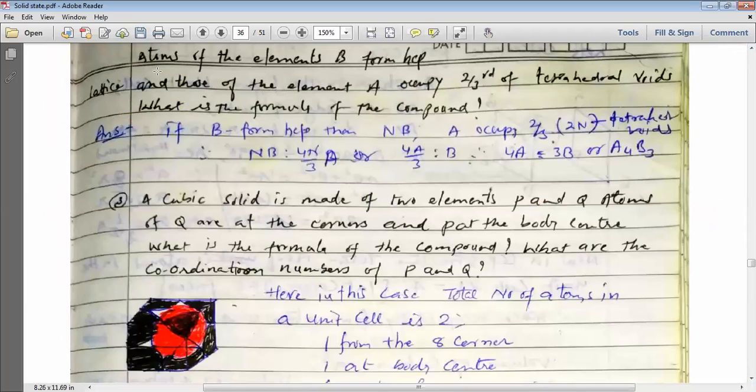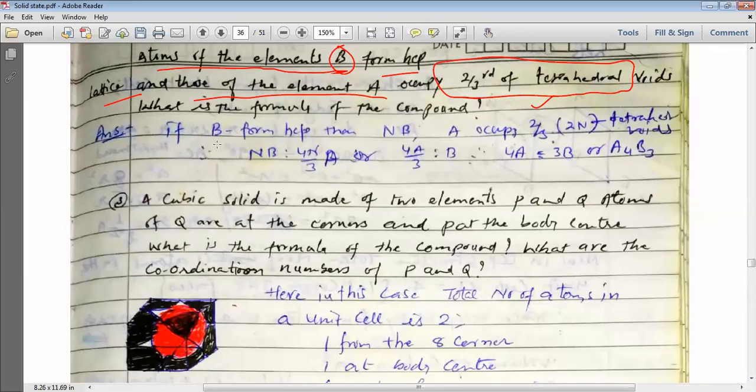Okay, then let's move on to the next question. Atoms of the element B form HCP lattice, and those of the element A occupy two-thirds of the tetrahedral voids. Please remember, here we have two-thirds of the tetrahedral voids. What is the formula of the compound?